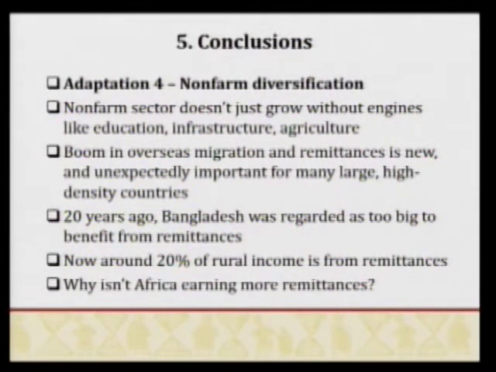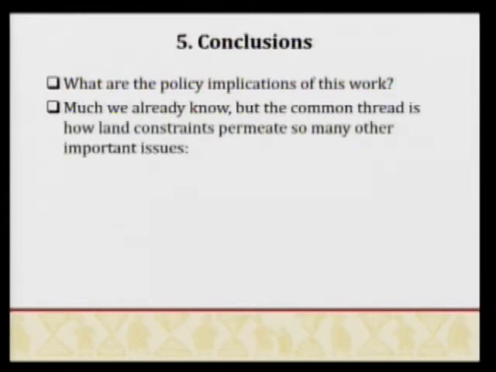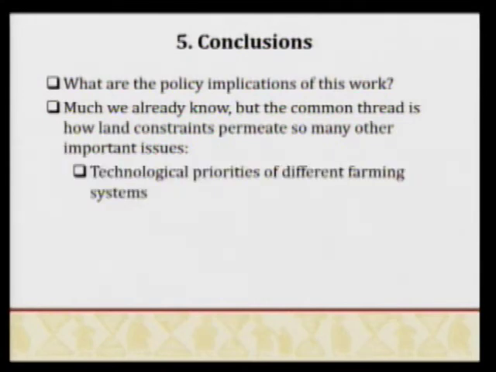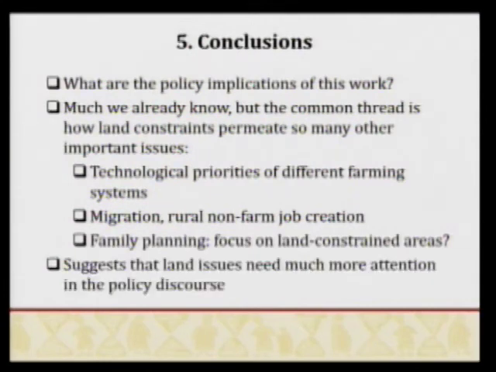So a question there is, why isn't Africa earning more from remittances? That also seems a good area for future research. The policy implications, well, Tom is going to talk about this at length, just to touch upon a few things. There's much in here that we already know, but the common thread really, we see it is land constraints permeate so many other issues. It affects technology adoption, it affects migration, it affects family planning and so on, so it's a really common thread. And thinking through this framework, we can revisit discussions of technological priorities for different farming systems in Africa, for migration and rural non-farm job creation, family planning, and this suggests that land issues really need much more attention in research and in the policy discourse.